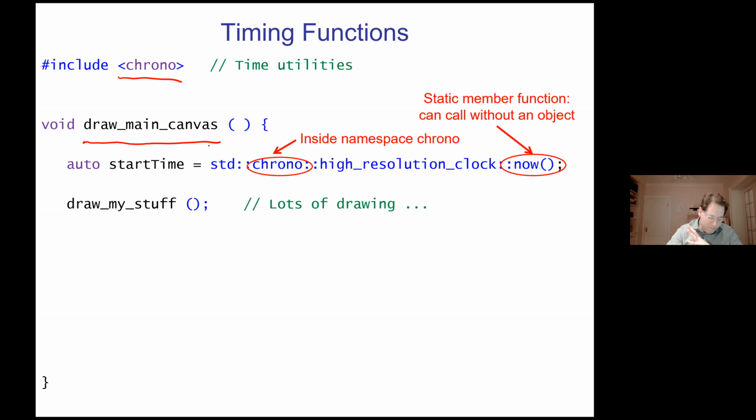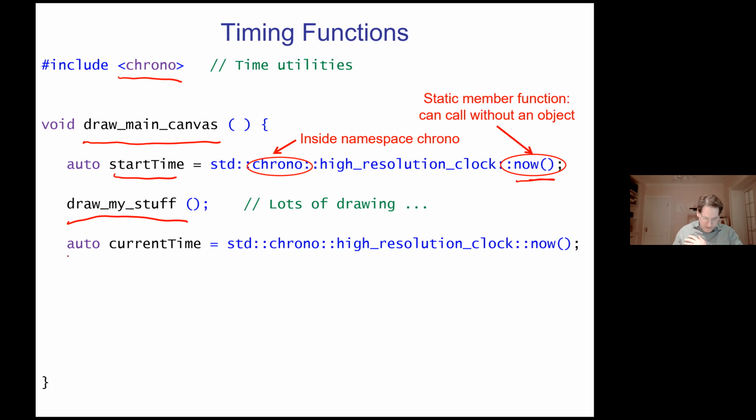Basically, I get a start time, and I can call functions in chrono. I'm calling a function called now, which just returns an object that records the current time. This draw main canvas could get really long, really fast, so I'm going to use a lot of helper functions because I want good code style. So I've got a helper function called draw my stuff. Maybe I have a bunch of helper functions.